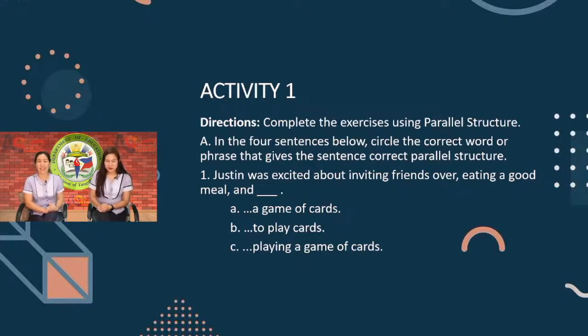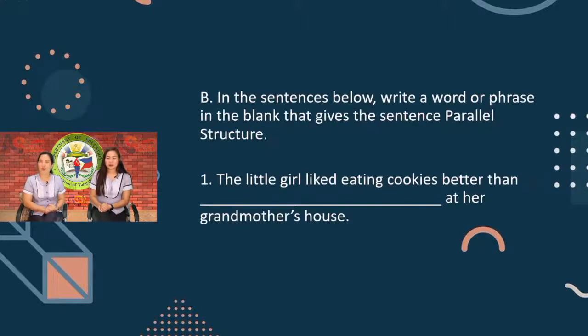Okay. So for letter B, this is activity 2, Mamahalia. Activity B in your SLM. In the sentences below, write a word or phrase in the blank that gives the sentence parallel structure. For example, the girl liked eating cookies better than blank at her grandmother's house. Since you don't have an option for this, you need to actually add anything, but make sure it is parallel with eating cookies.